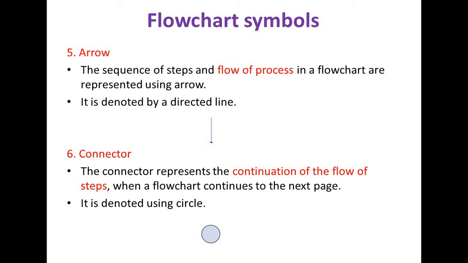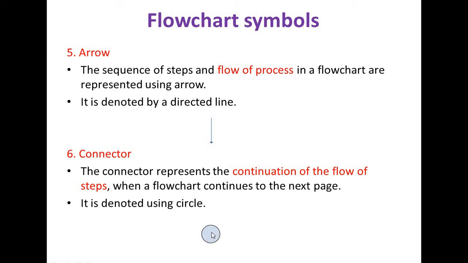And the next symbol is the connector symbol. The connector symbol is used for larger flowcharts. Whenever we draw a particular flowchart, if it exceeds one page, we use this connector symbol so that on the next page we can start the continuation of the flowchart by representing the connector. The connector symbol is represented using a circle shape.